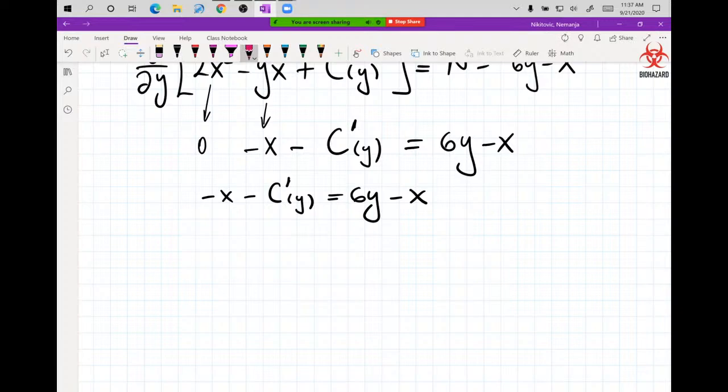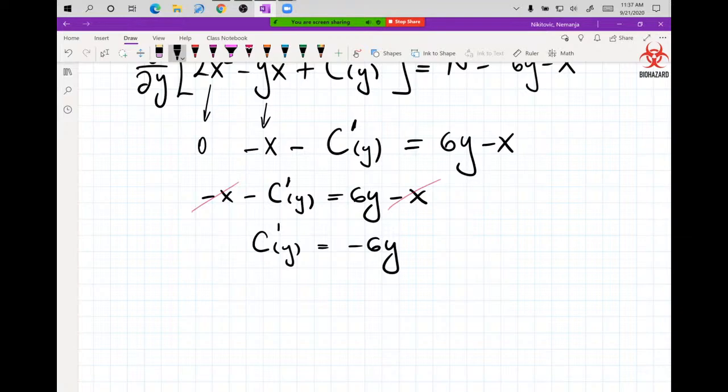And cancel x's on both sides, right? You add x and they're just gone. And look what you get. You get that c prime of y is equal to negative 6y, right? Move this negative to the other side. Guys, if we didn't have that c of y, we would completely miss this part of the answer, right? So we have to put that c of y there and then follow the algebra wherever it goes from that point.